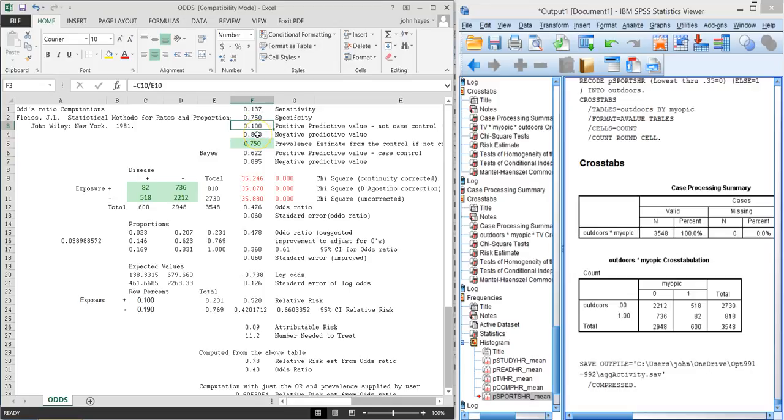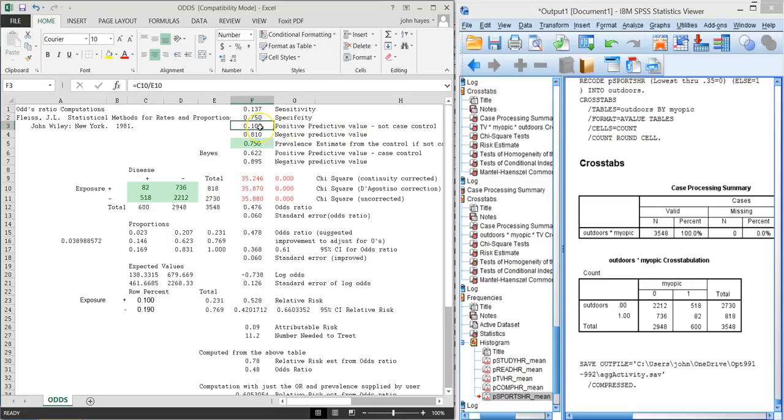Specificity and negative predictive value have the same relationship. If the person in your chair says no, you want to know what is the probability that they actually don't have myopia. And so that's negative predictive value. It's those two variables. Specificity is, you know the person doesn't have myopia, what is the probability that the test says that they don't, in this case being inside. So it's important to do positive and negative predictive value.